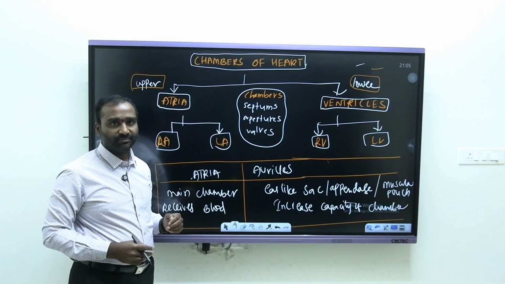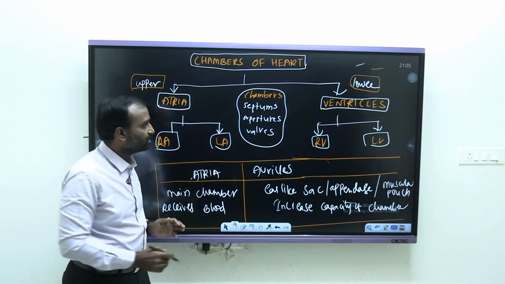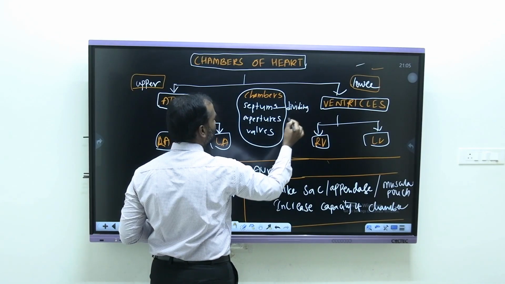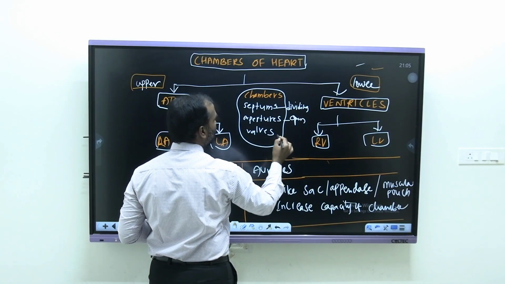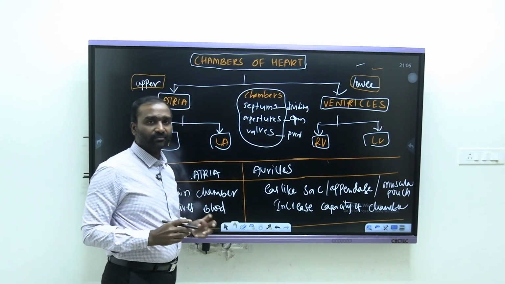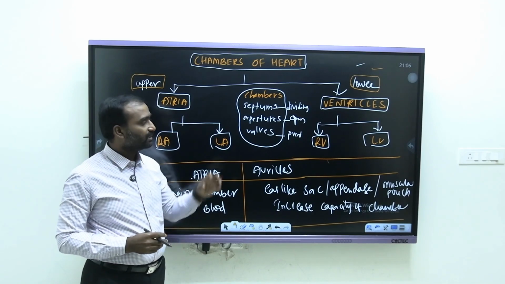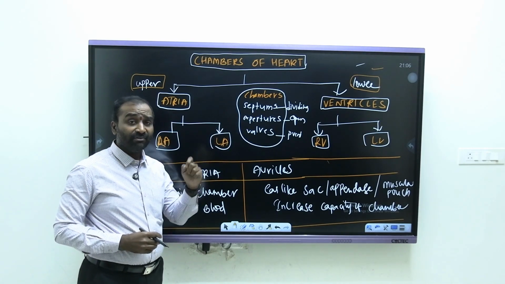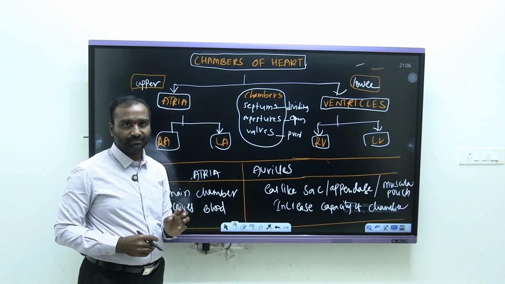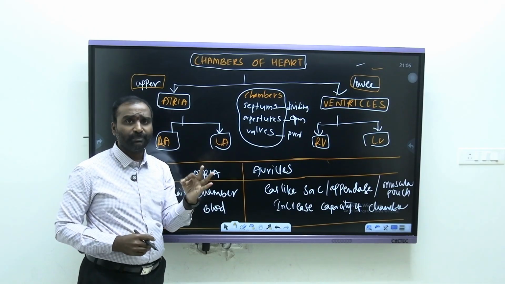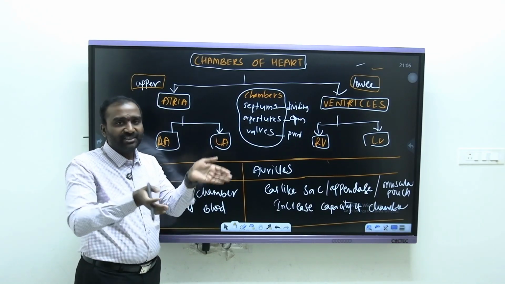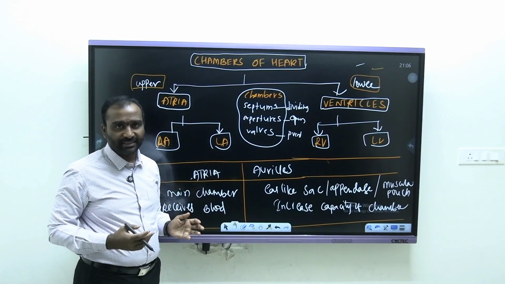Then septum. Septum is a dividing structure. Aperture is an opening. Valve is a preventive structure. Here also there is some confusion between aperture, septum and valve. A valve never allows backflow. An aperture is an opening. A septum is a partition, the dividing structure. And a chamber is where the blood is accommodated. Got it?